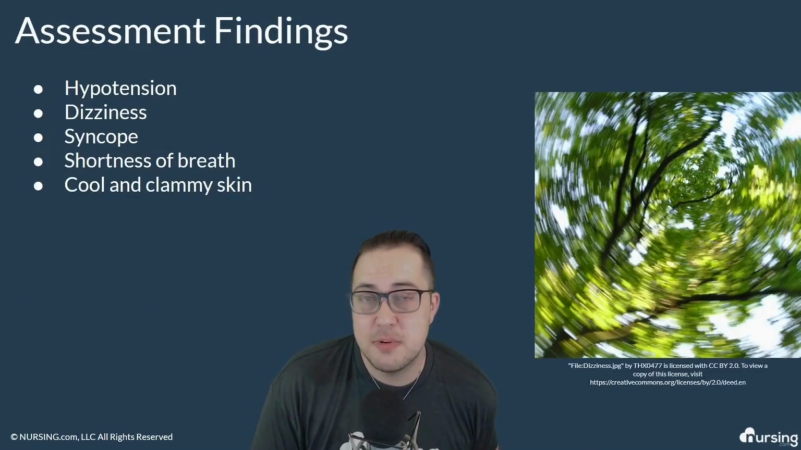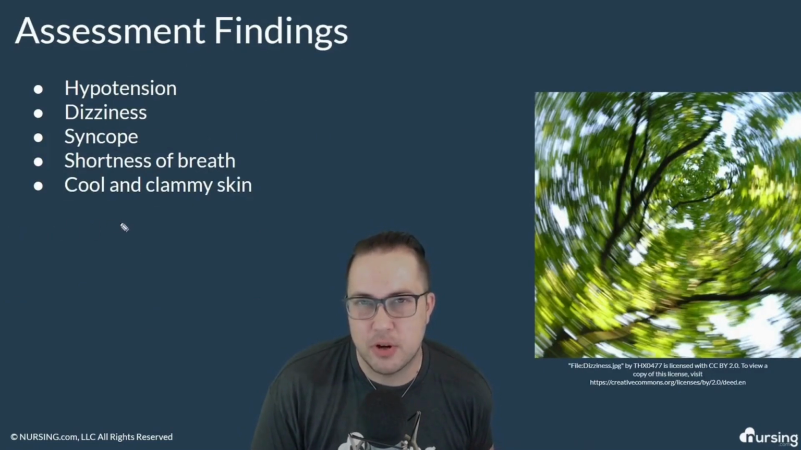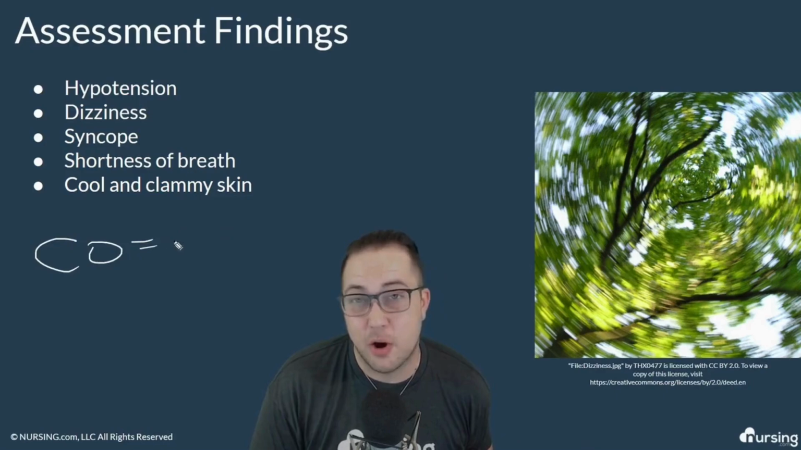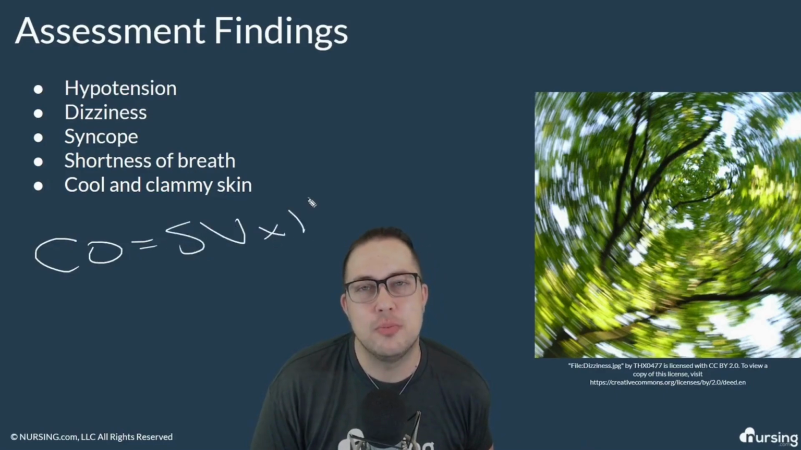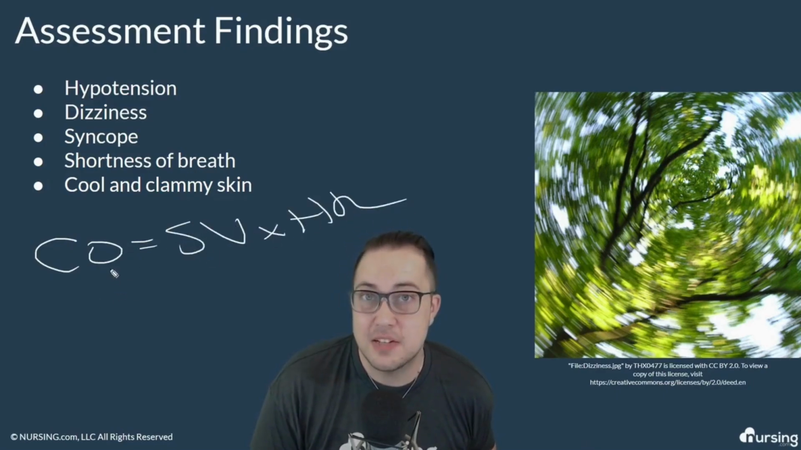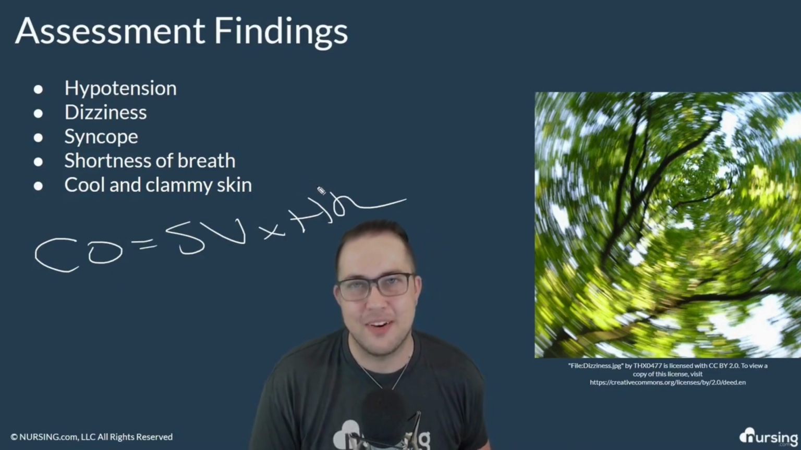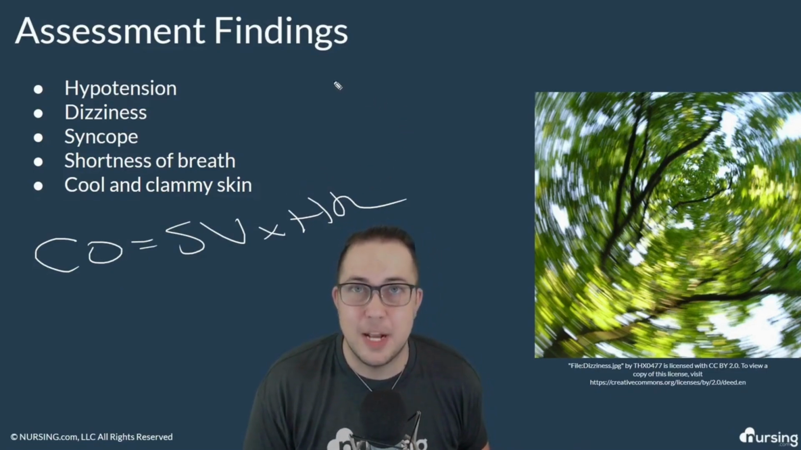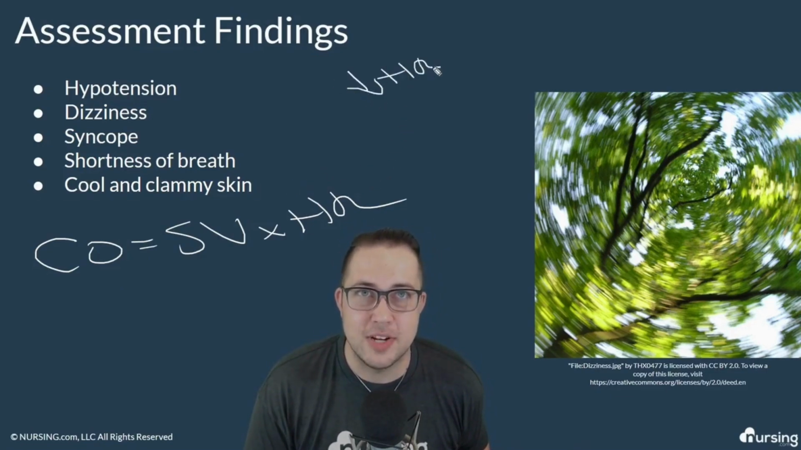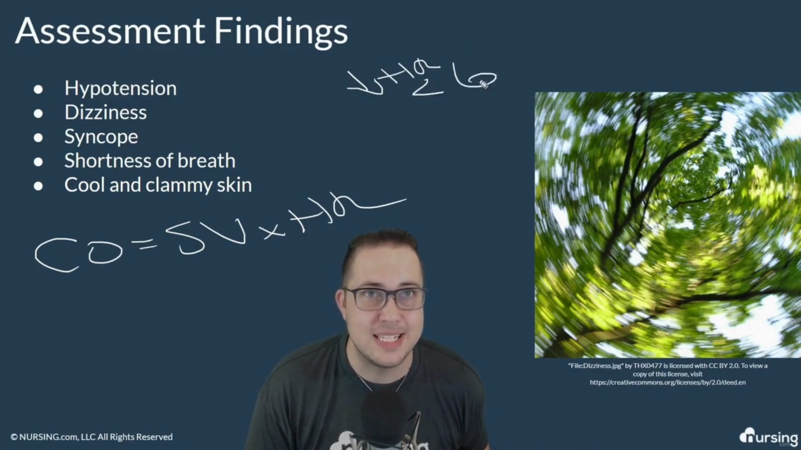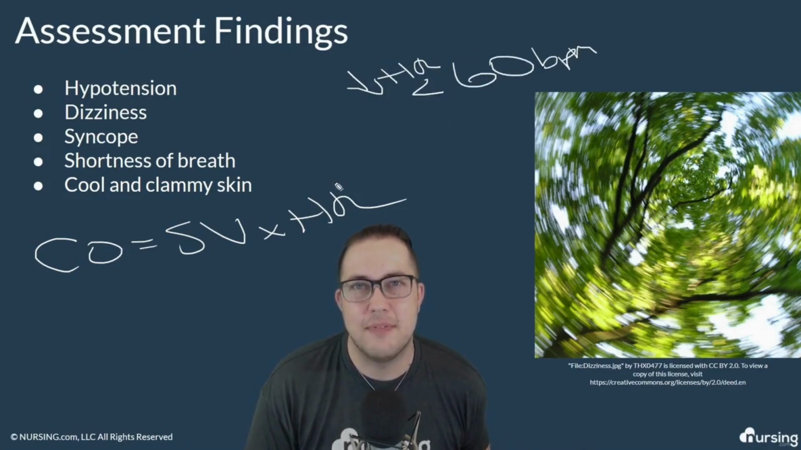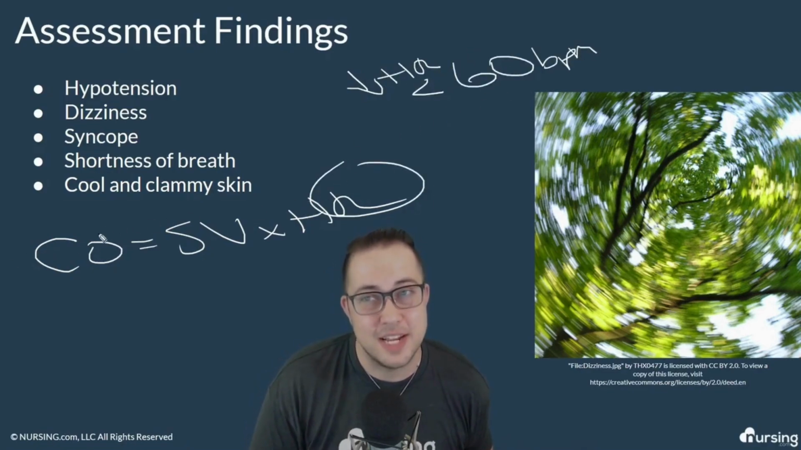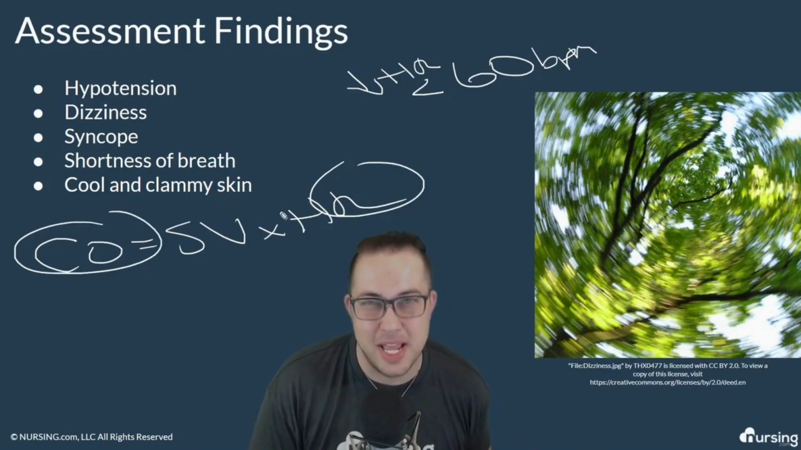So what are some of the common assessment findings that we may see in patients experiencing bradycardia? Well, it's important to remember that cardiac output equals stroke volume times heart rate. Now, if that sounds a little bit fuzzy to you, make sure you check out our course on hemodynamics to bring further clarity. But what we have here in a patient with bradycardia is a decreased heart rate, right? Again, remember, less than 60 beats per minute. And if our heart rate is decreased, then it stands to reason that's going to decrease our cardiac output.